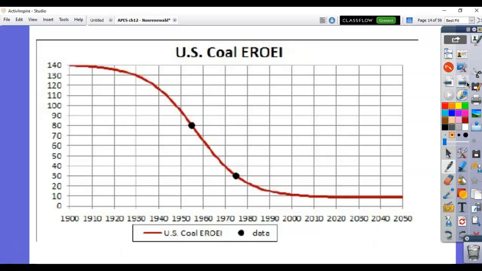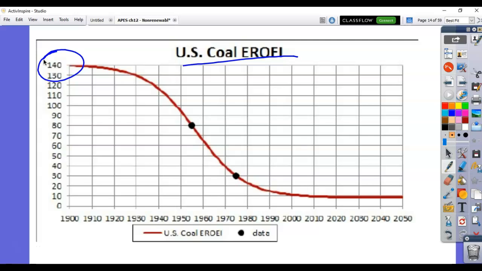So coal, this is important. They like to ask a lot about coal. We'll do a section on coal, but look at its energy return on energy investment. In the early 1900s, we had a lot of coal everywhere. You didn't have to dig very deep to find it. You didn't need to use a lot of machinery. You didn't have to fly to Alaska to dig up coal. You could just find a lot of it right below the surface. So we got a lot of energy, and we didn't have to use a lot of energy to get it.